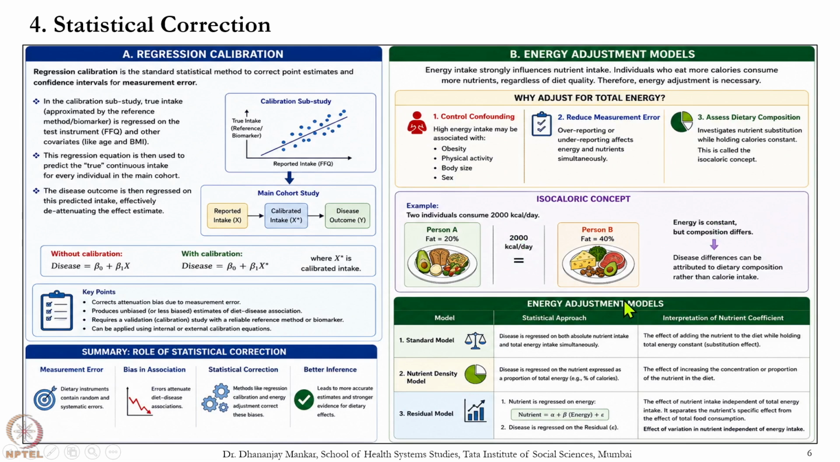So what are the different adjustment models of energy? One is the standard model, the second is the nutrient density model, and the third is the residual model. What is the summary of the role of correlation in terms of correction? Measurement error creates bias in association, and statistical correction leads to better inference, more accurate estimation and stronger evidence of dietary effects. So it is very important to understand statistical correlation in a proper way.